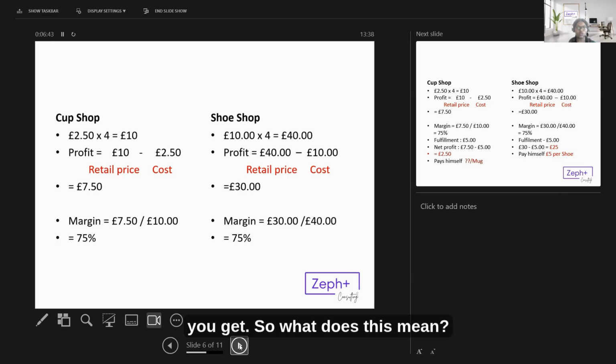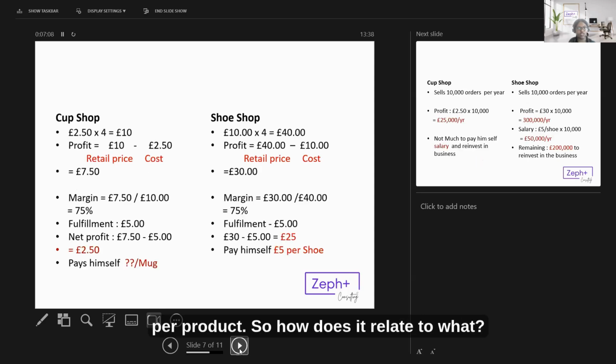So what does this mean? It means that both of you are getting the same margin, but you're not getting the same money. So do you see why I talked about thinking about what money you're getting, not just looking at a figure? The shoe guy is getting £30 per product, and the cup guy is getting £7.50 per product. So how does it relate to what we are trying to explain now?